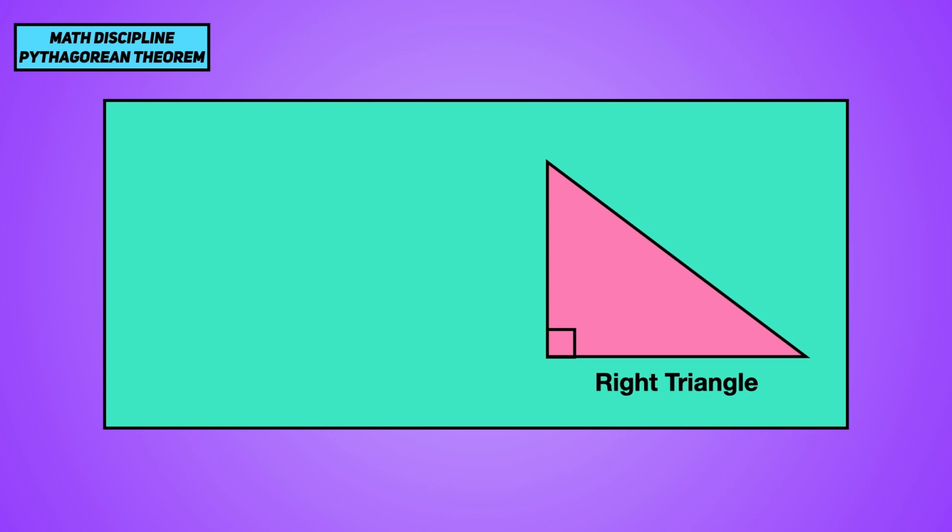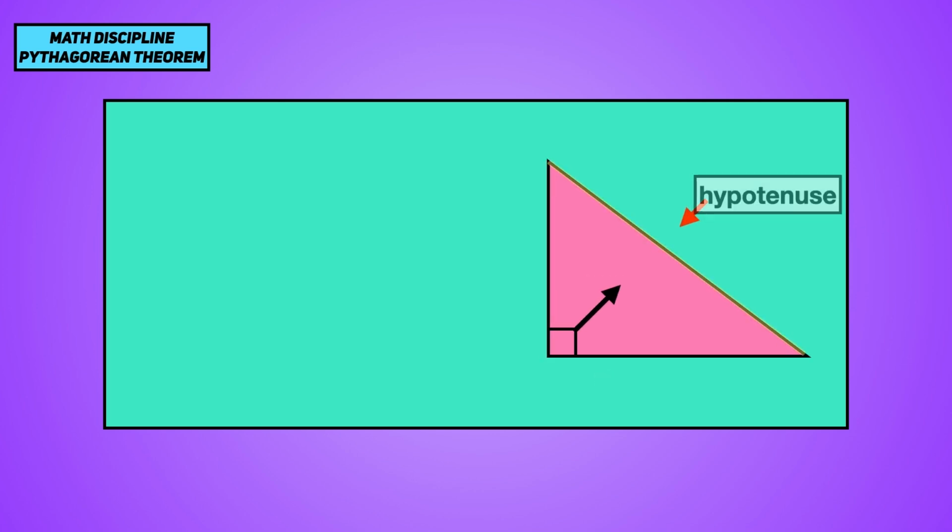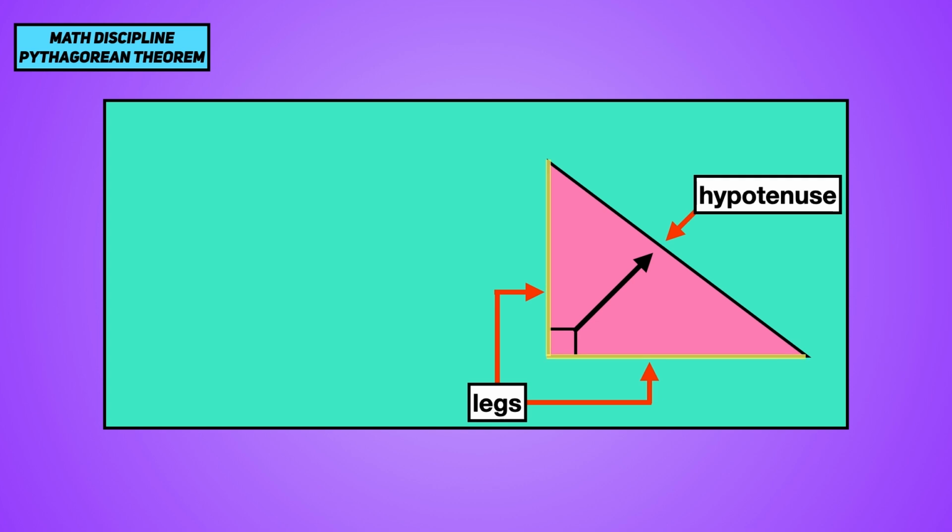A right triangle is a triangle in which one of its angles is a 90-degree angle. This 90-degree angle is represented by a square. The side across from the 90-degree angle is called the hypotenuse. The other two sides are called the legs. The legs are assigned the variables a and b, and the hypotenuse is assigned the variable c.